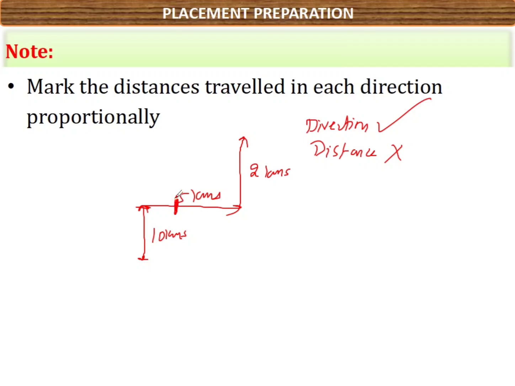I have to take only this much, and I cannot draw this much and say 5 kilometers, that will be wrong. Similarly, when I have taken 10 kilometers only this much, 2 kilometers definitely I cannot draw this much, definitely it will be less than this 5 kilometers. So that is what the meaning is.